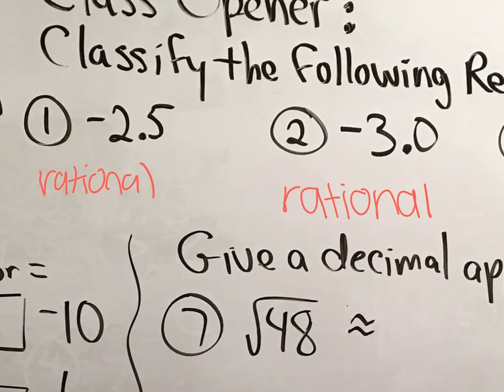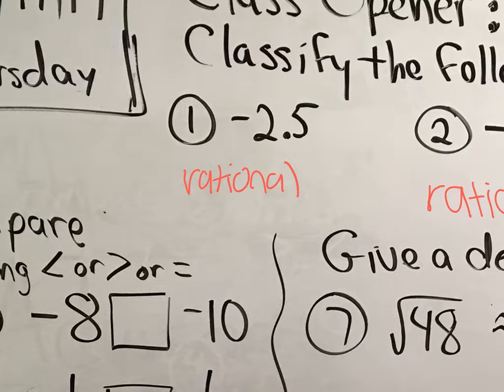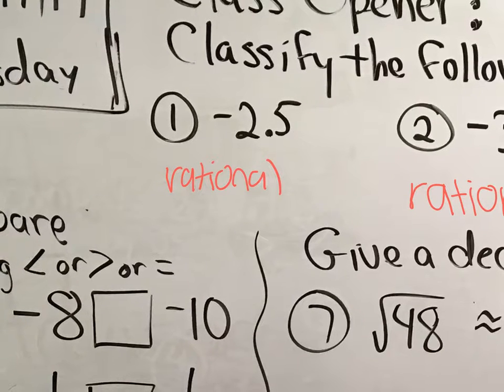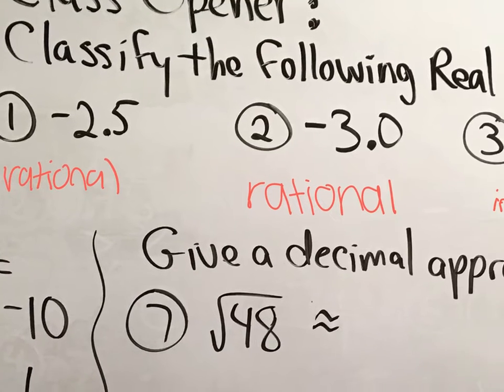So, number 1, is that rational? Yes, it is, right? It makes sense. Negative 2.5, you owe somebody $2.50. That makes total sense. It's not irrational, it's totally rational. It is a decimal, which could also be written as a fraction. A fraction's a ratio. That's how we know it's a rational number.